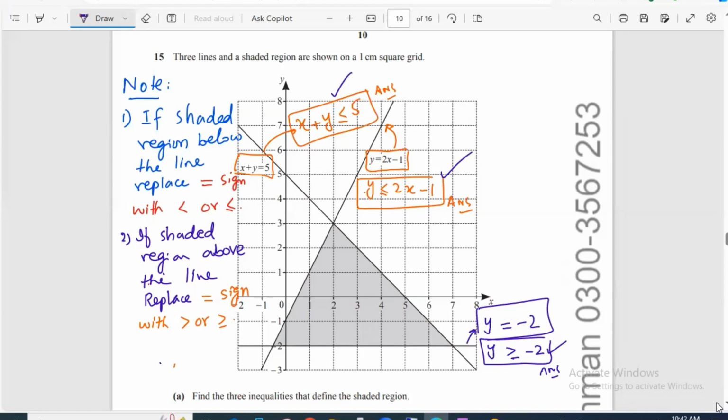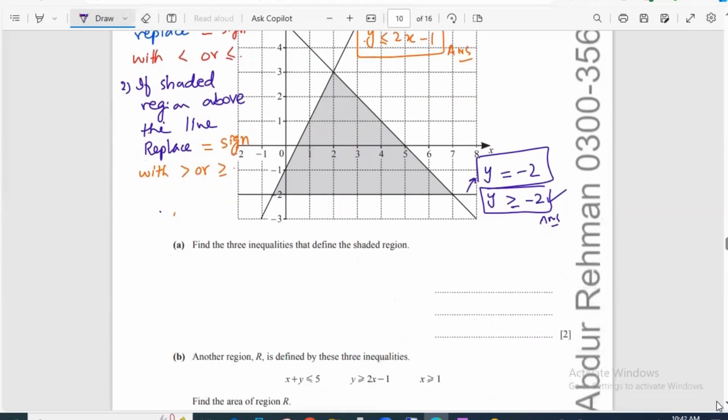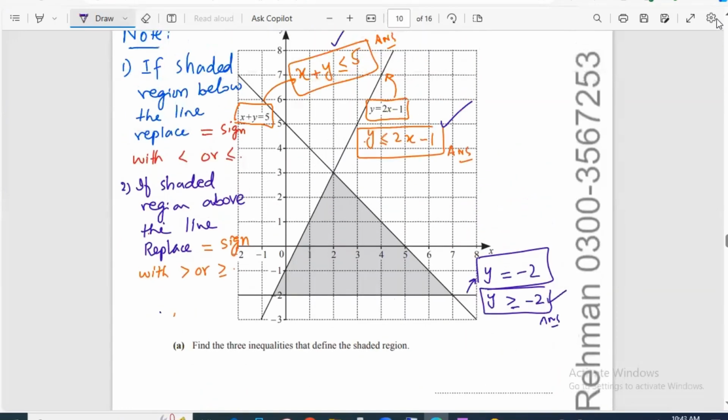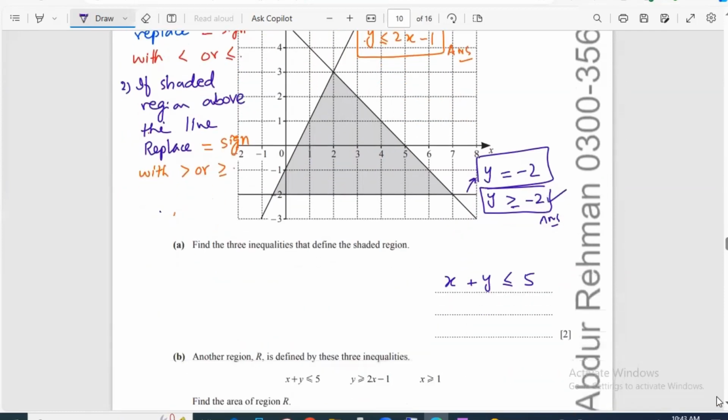And don't forget to write the answer in the answer space. So writing the answer in the answer space here. The first inequality was x plus y less than equal to 5. Second is y less than equal to 2x minus 1. And third is y greater than equal to minus 2.